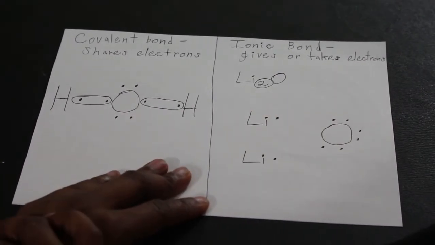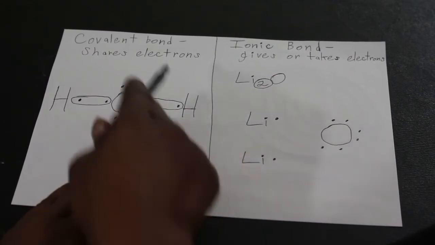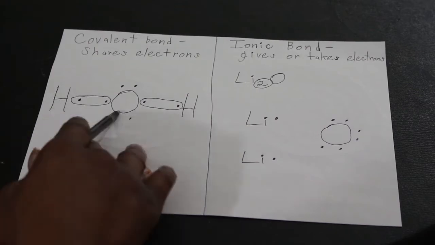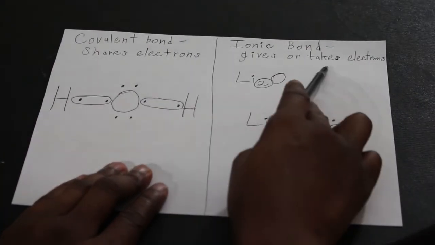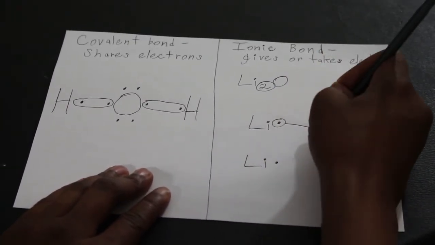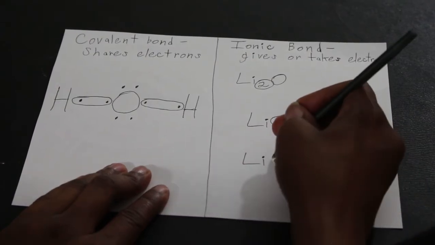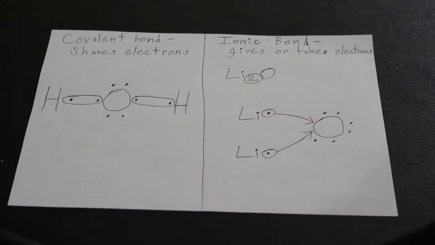Now, since it's an ionic bond, it's going to be a bond between a metal and a non-metal. Covalent bonds are bonds between 2 or more non-metals. Now let's go back to our ionic bond. Since it's going to give or take electrons, guess what lithium is going to do? Lithium is going to take this valence electron and give it right here. And it's going to take this valence electron and give it right here.